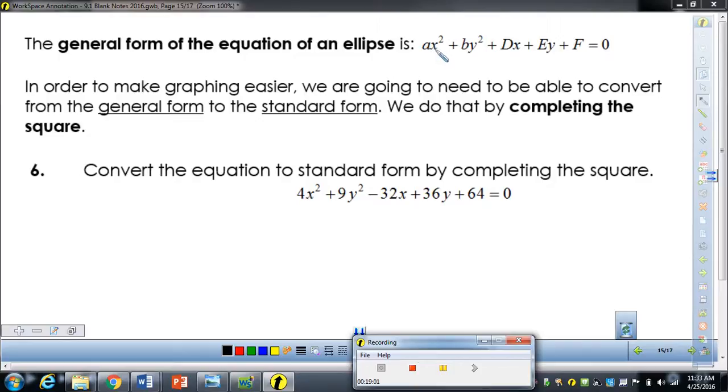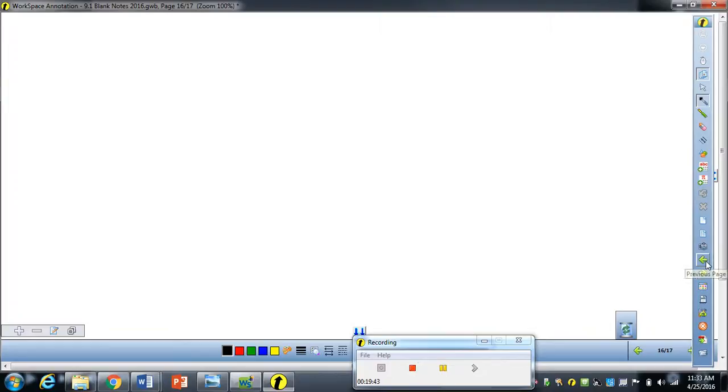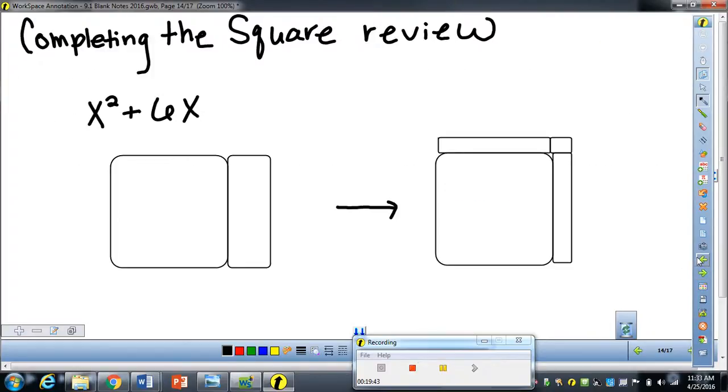So we still have the x squared and the y squared. We have an x and a y. A, b, d, e, f all represent numbers, just regular numbers. It's equal to 0. We're going to use the skill of completing the square to help us turn this from general form into standard form. So just for a moment, I want to do a quick review of what it means to complete the square.